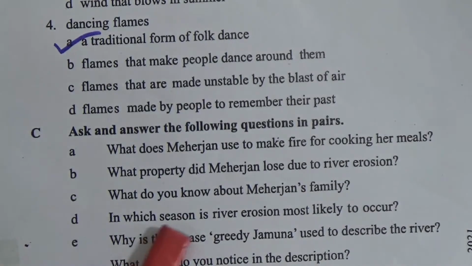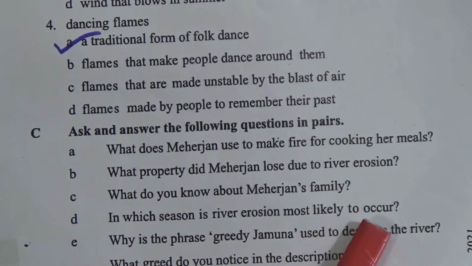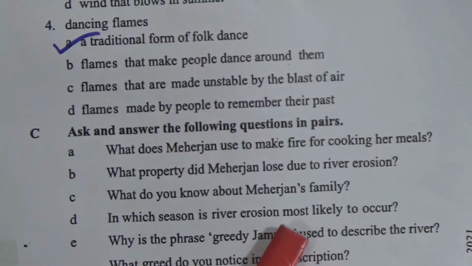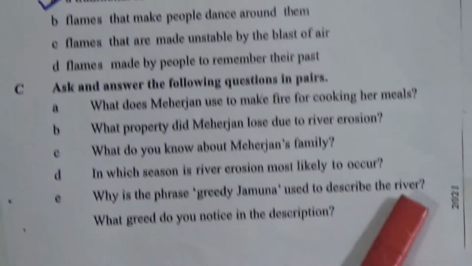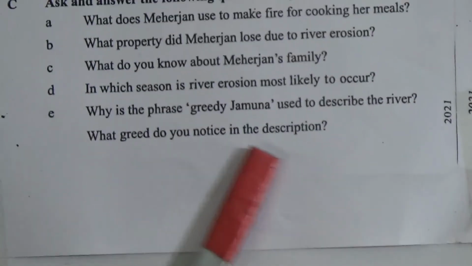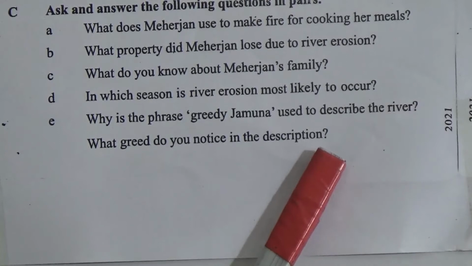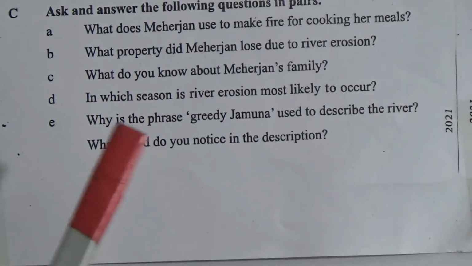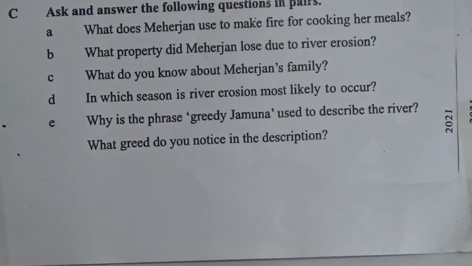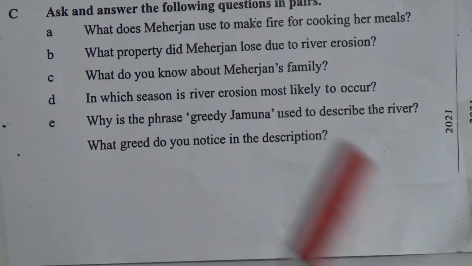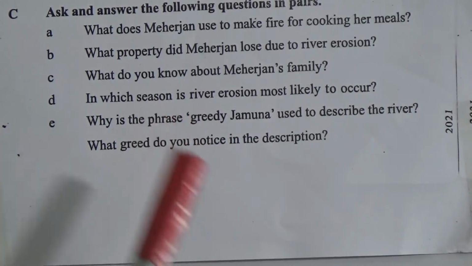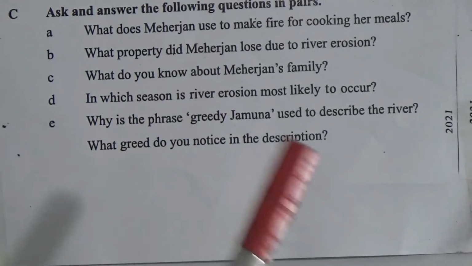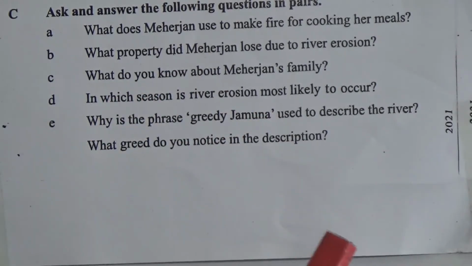Now D, in which season is river erosion most likely to occur? We know that it is monsoon. E, why is the phrase greedy Jamuna used to describe the river? What greed do you notice in the description? So what can we say? Because greedy people try to claim everything from the other people around them, right? That's why greedy Jamuna is used here.